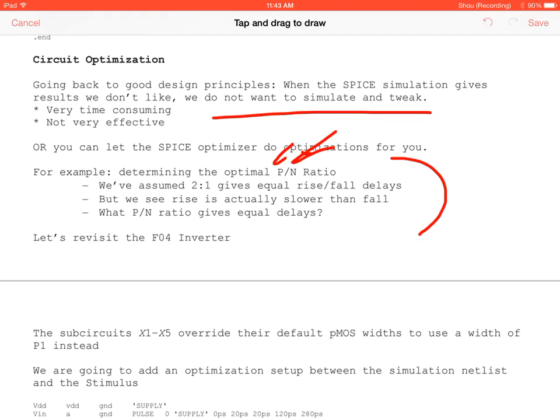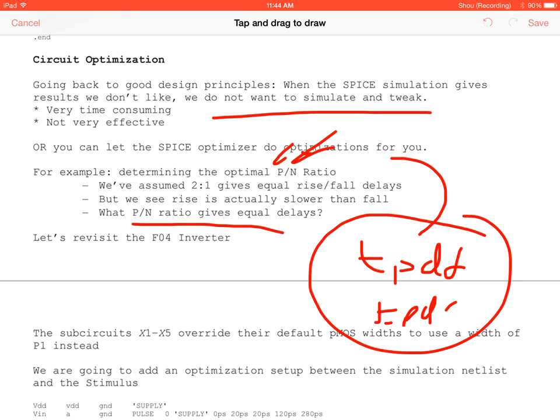Here I'm giving you another one. We're going to do circuit optimization where we figure out what PN ratio gives equal delays. We have our TPD, our delay fall, and our delay rise. We're going to figure out measurements in order to make those the same, because in the previous one I presented, there was 18 picoseconds and 16 picoseconds. We don't want that in our circuit. We want them as close as humanly possible.